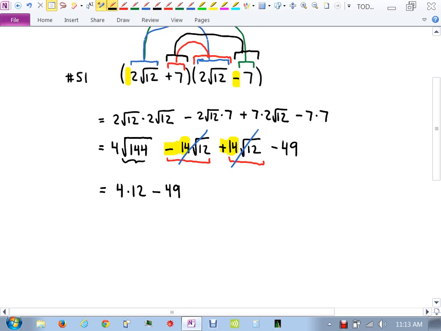Square root of 144 is 12. And 4 times 12 is 48. Minus 49 is equal to negative 1. That all makes sense now? Kind of? Any others from the homework?